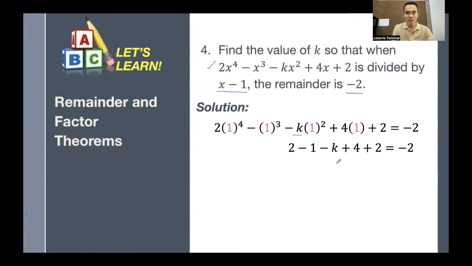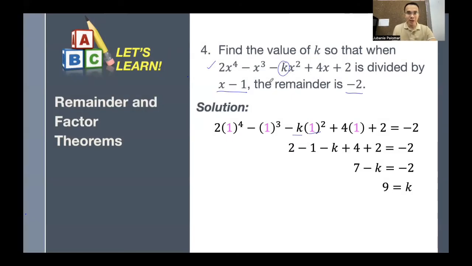We have 2 minus 1 minus k plus 4 plus 2 equals negative 2. Combine similar terms: 2 minus 1 plus 4 plus 2 will give us 7. 7 minus k equals negative 2. And finally, isolate k, we have k equals 9. So the value of k that will satisfy the given condition is 9. So when you replace k here with 9, then this expression will give us a remainder of negative 2 when it is divided by x minus 1.